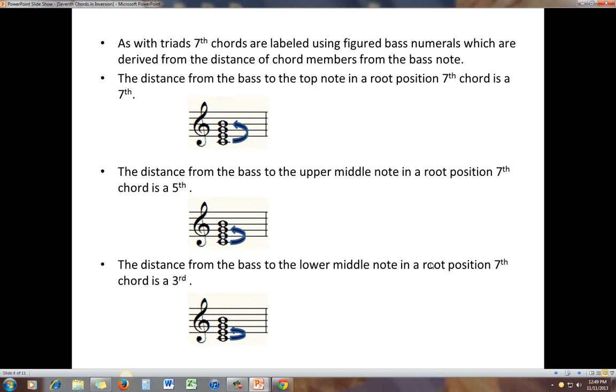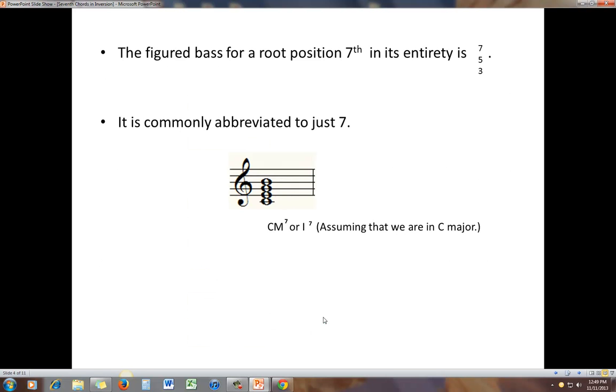Just like with triads, seventh chords are labeled with figured bass numerals, which are derived from the distance of chord members from the bass note. So in a root position seventh chord, from the bass to the top is a seventh, from the bass to the upper middle note is a fifth, and from the bass to the lower middle is a third. So the figured bass notation for a root position seventh chord in its entirety is 7-5-3, but again, just as with triads, we don't always use the entire figure. So for a root position seventh chord, it is abbreviated to just 7. So this chord would be a C major 7, or if we actually are in the key of C, as the key signature might indicate, it would be a 1-7.